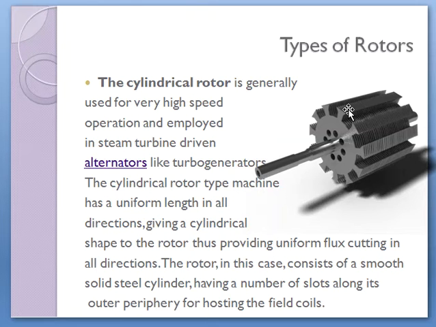Since it is a synchronous generator, the speed of rotation being fixed, the number of poles here is only 2, due to which the speed of rotation becomes 3000 rpm. The cylindrical rotor has a number of slots along its outer periphery for hosting the field coils and the poles.